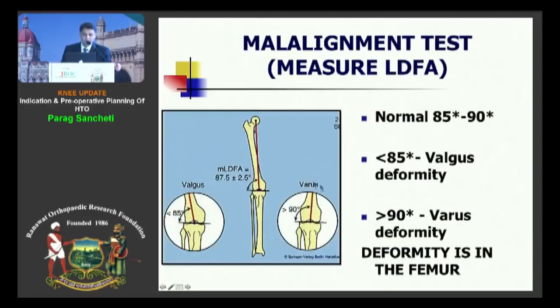Then you draw the three angles which are there. First is the lateral distal femoral angle, which is usually 85 to 90. If it is less than 85, then there's a valgus deformity in the femur. If it is greater than 90, then it's a varus deformity in the femur.